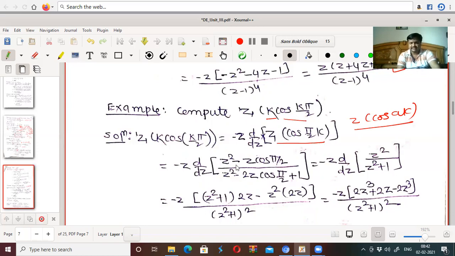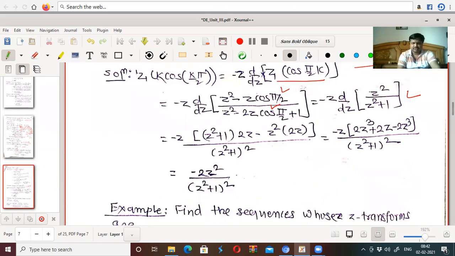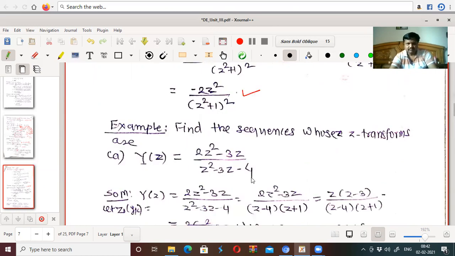So it is minus z times d by dz of z square minus z cos pi by 2 upon z square minus 2z cos pi by 2 plus 1, equal to minus z into... cos pi by 2 is 0. So we get z square upon z square plus 1. Now find the derivative of this term using the u by v formula and then multiply it with minus z. You will get this as the result: minus 2z square upon z square plus 1 whole square.